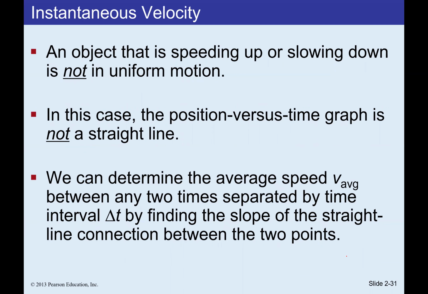So an object that is speeding up or slowing down is not in uniform motion, which means the speed is changing as a function of time. Obviously, it's not a uniform motion because uniform motion means that you never change your speed and you never change your direction. But right now, we're not worrying about direction in this chapter. We're going to leave that for chapter 3. Here, we're just talking about if you are not moving in a uniform motion, that's because you're speeding up or slowing down.